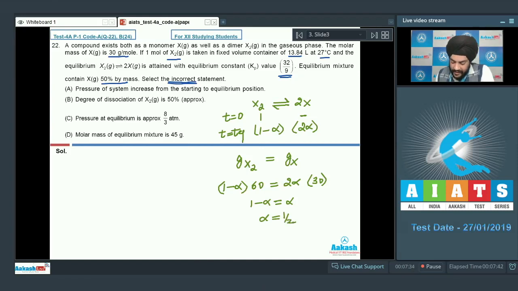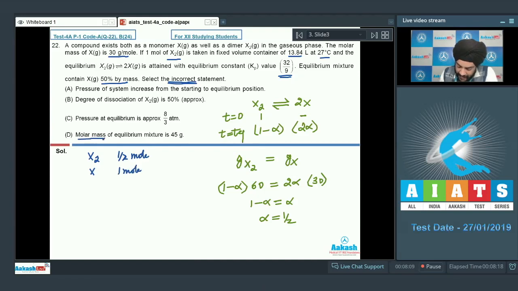Now the examiner seems to be interested in the pressure of the system. He is interested in the degree of dissociation. So students, we have an equilibrium mixture in which X2 has half mole, whereas X has 1 mole.